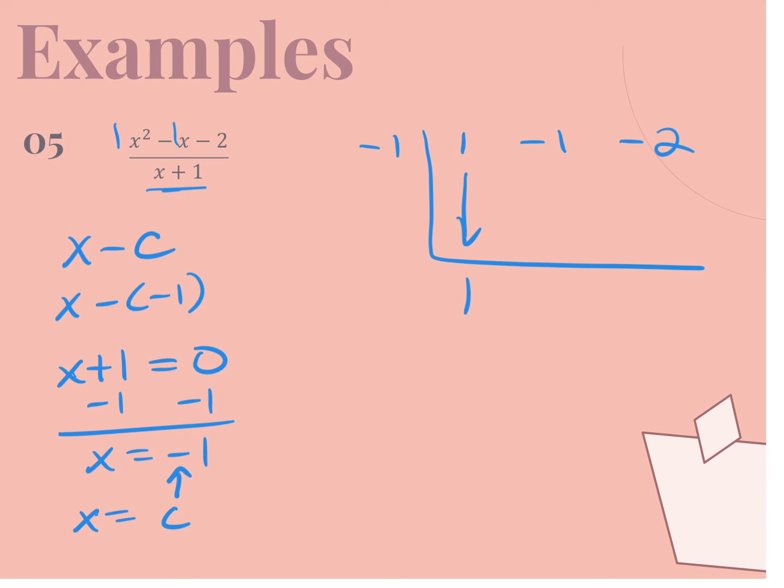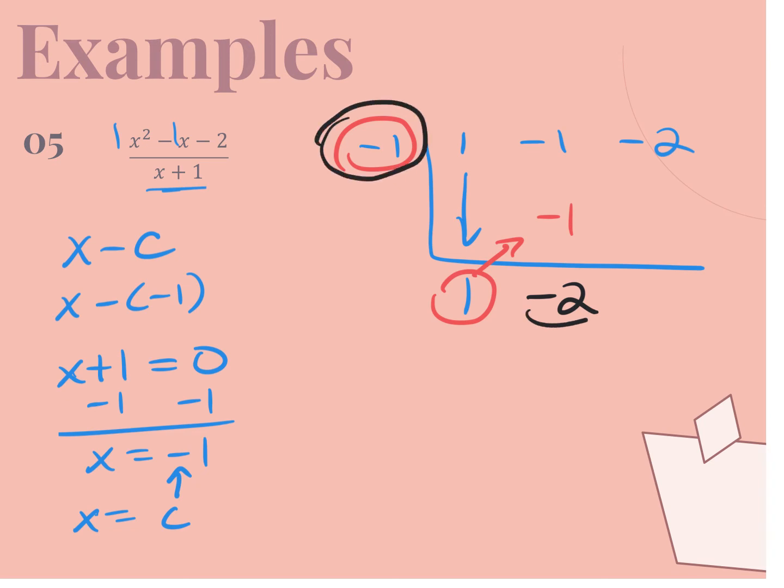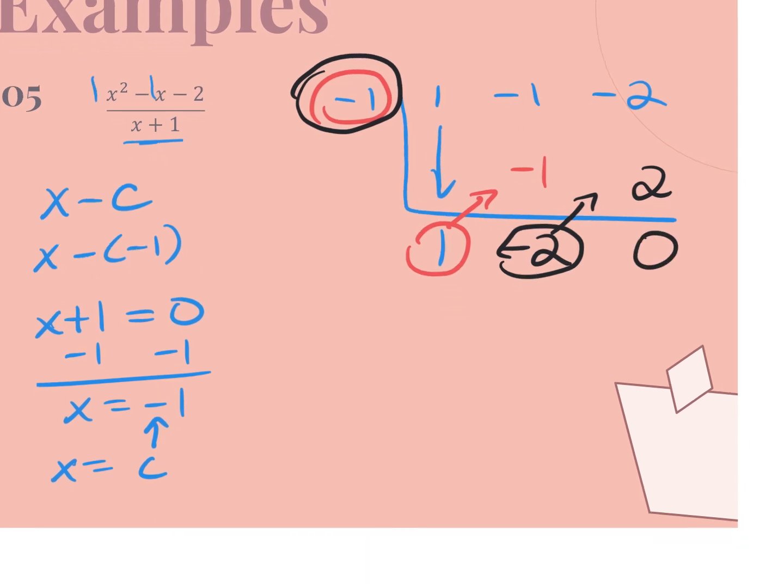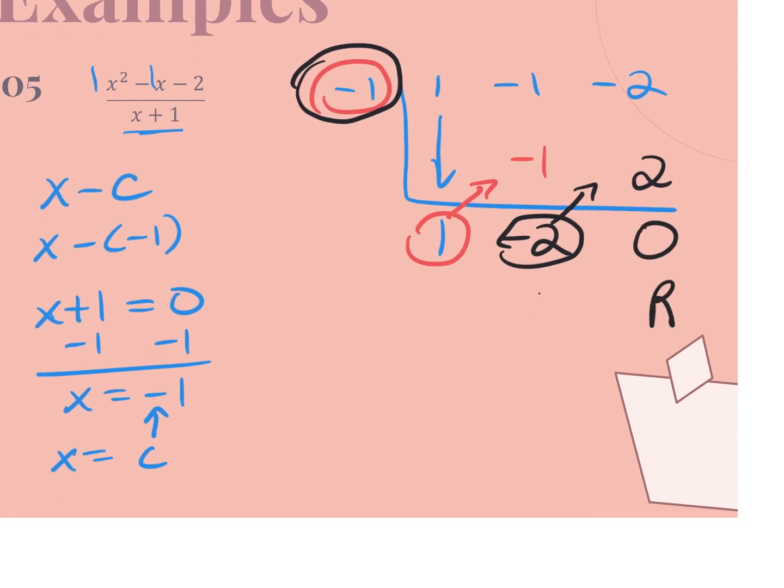I'm now going to multiply -1 times the 1, and then I write that answer underneath in my second column. So -1 times 1 is -1. I add the column. I don't do any keep, change, flip here. So then I get -2. Then I'm going to, again, multiply this -1 times the -2 and write the answer in the next column. And then I add up the column. This is my remainder. This is going to be my constant, and this is my x term.